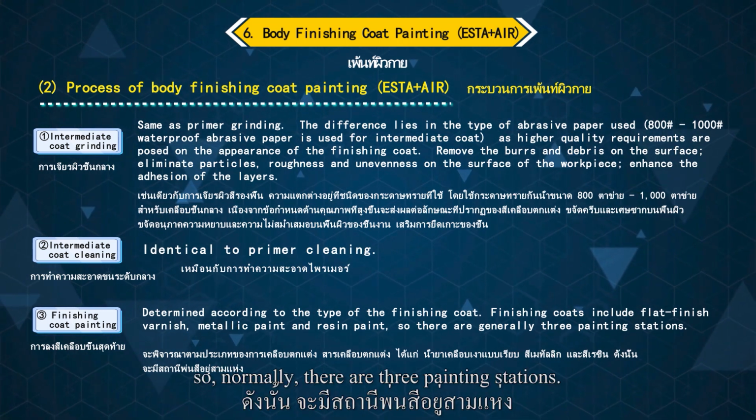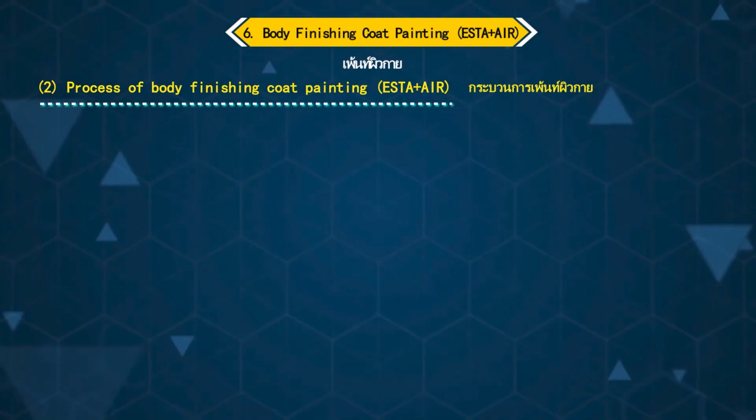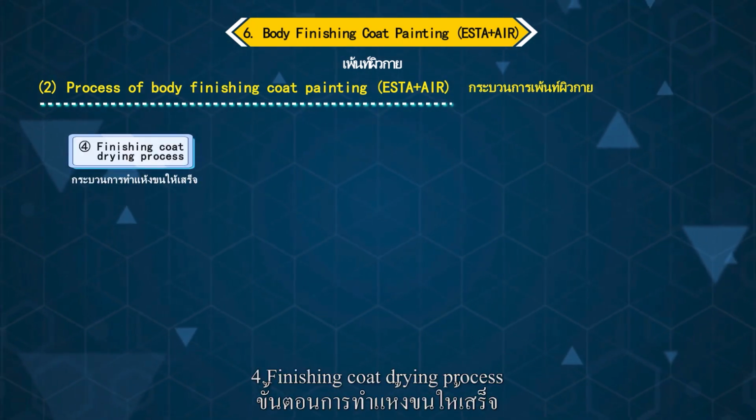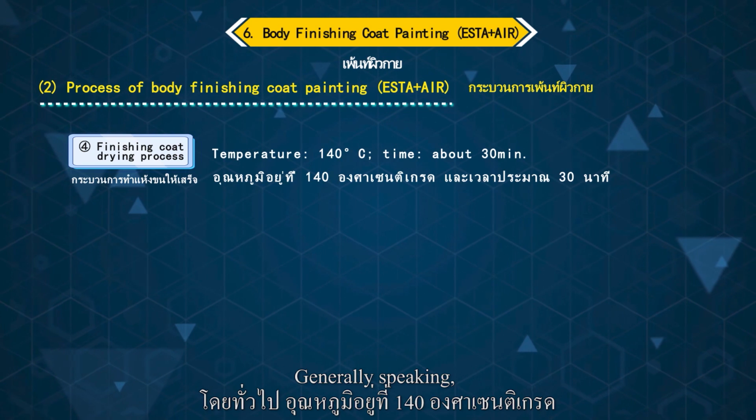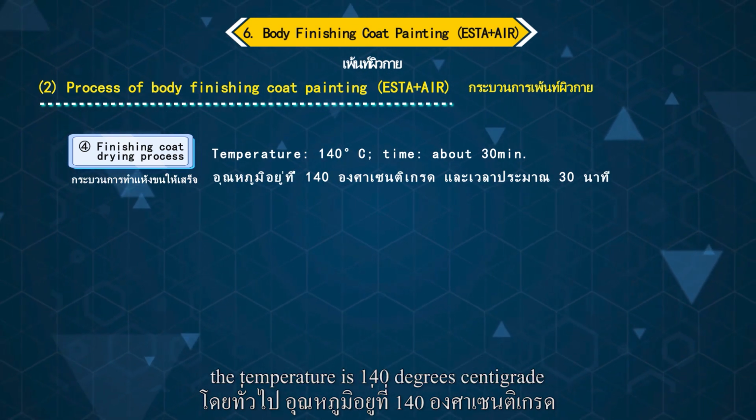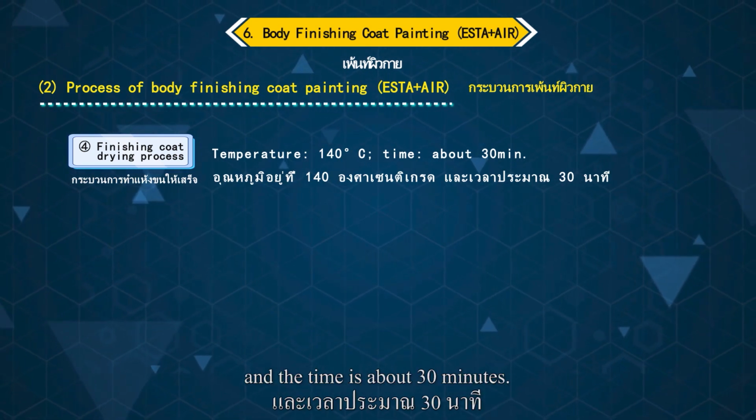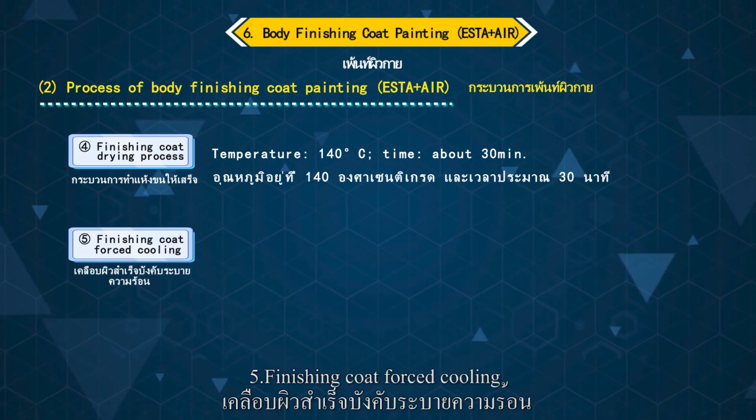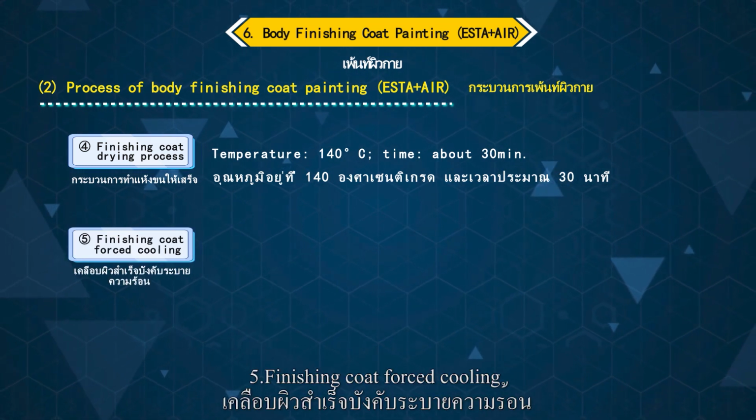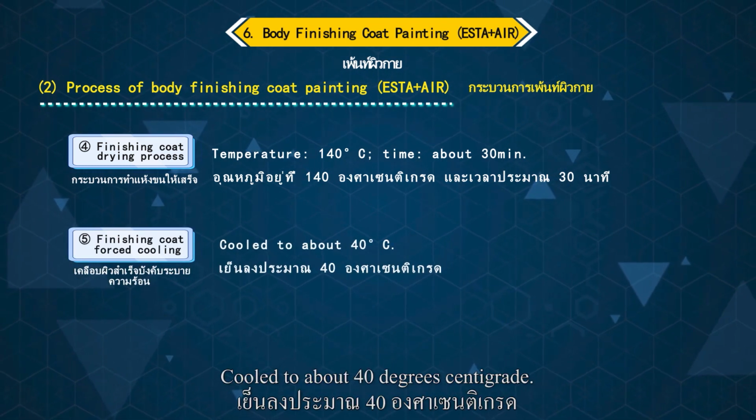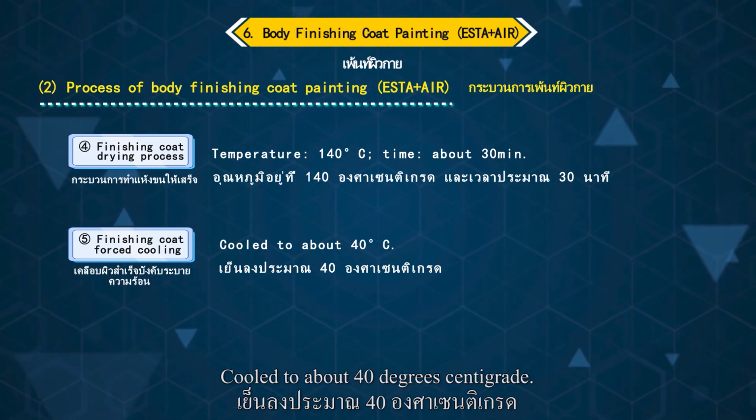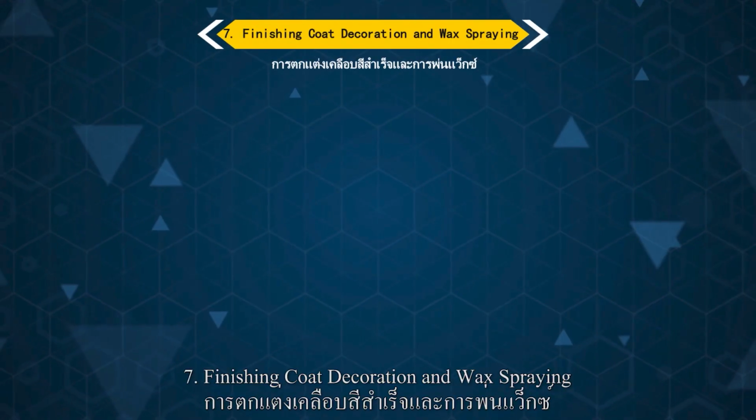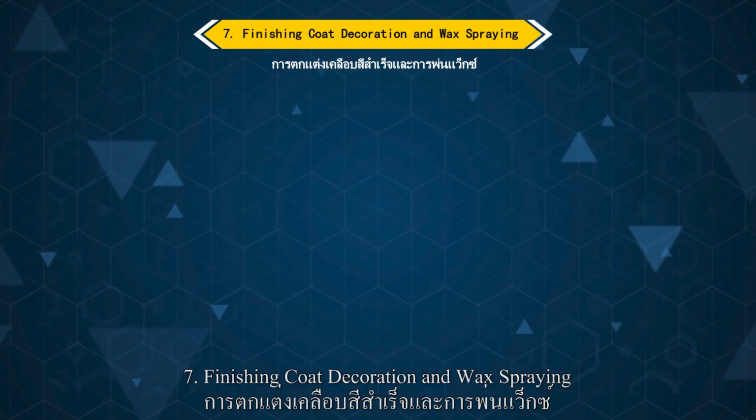So normally, there are 3 painting stations. 4. Finishing coat drying process. Generally speaking, the temperature is 140 degrees centigrade and the time is about 30 minutes. 5. Finishing coat force cooling. Cooled to about 40 degrees centigrade. 7. Finishing coat decoration and wax spraying.